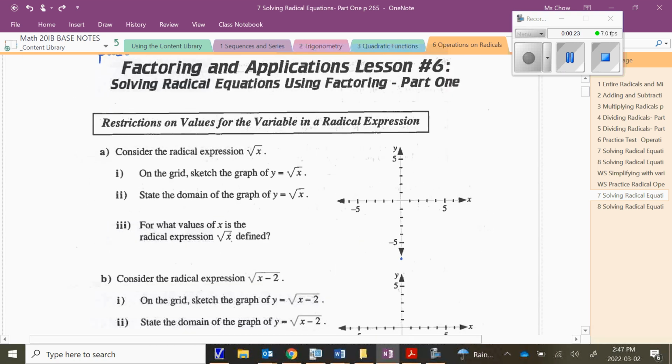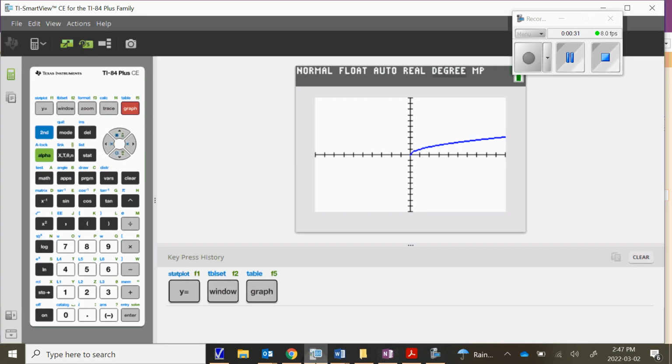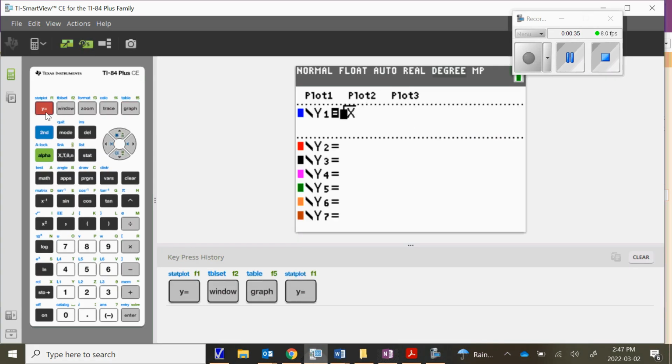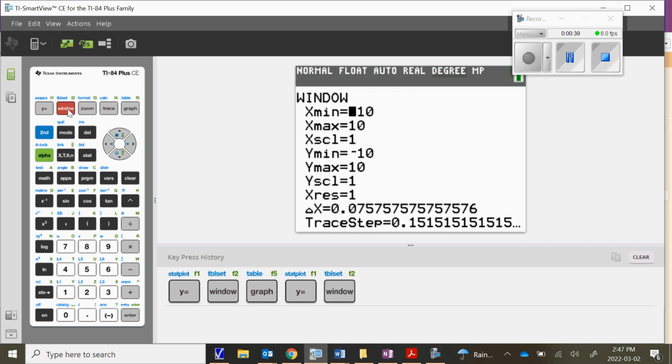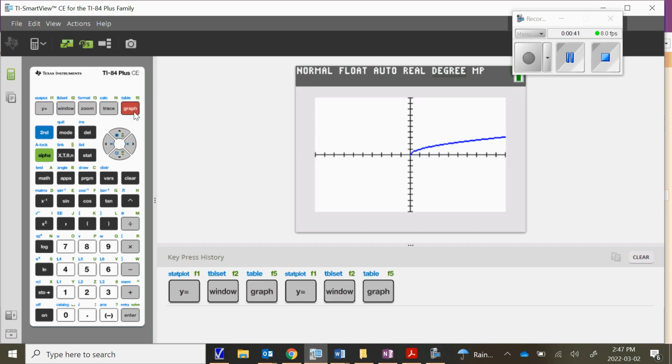So if we have that radical expression, square root of x, and it says on the grid, sketch the graph of y equals the square root of x. And if you're not sure, you can always go to your calculator, and you can see I put in y equals the square root of x, and I've just got my standard window setting. And there's our graph, and a lot of people say that it kind of looks like half of a quadratic that's on its side. So I would invite you to take some time and think about why that might be.